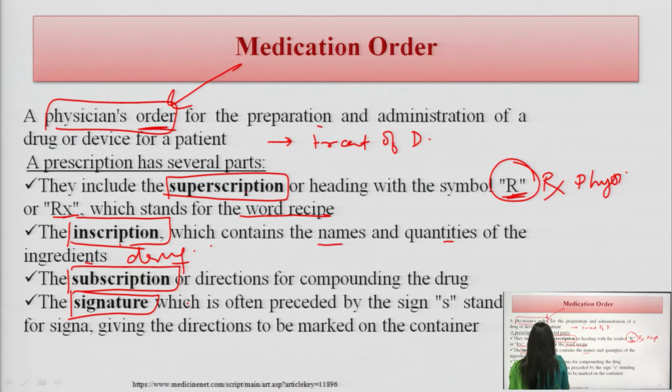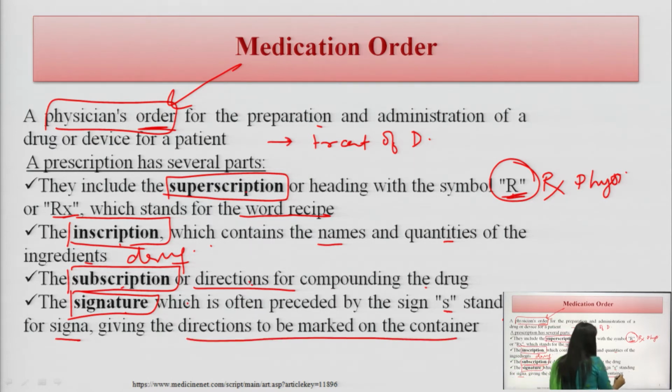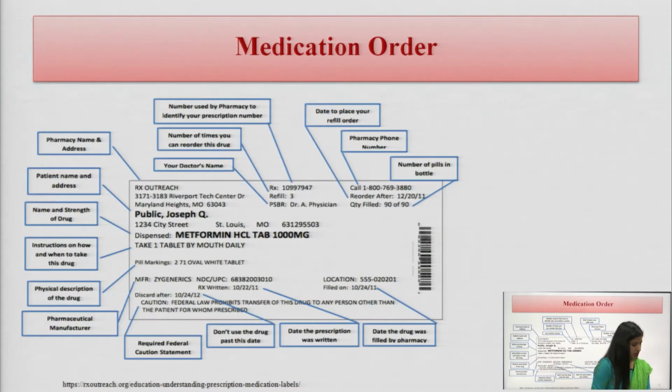There is another part called the subscription, part number 3, where the directions for compounding, how to prepare the drug and how to administer the drug, are written. Another part is called the signature, which is often preceded by the sign S or signa, giving the directions to be marked on the container. Like there are some storage conditions, so it is written at the signature, the last part.